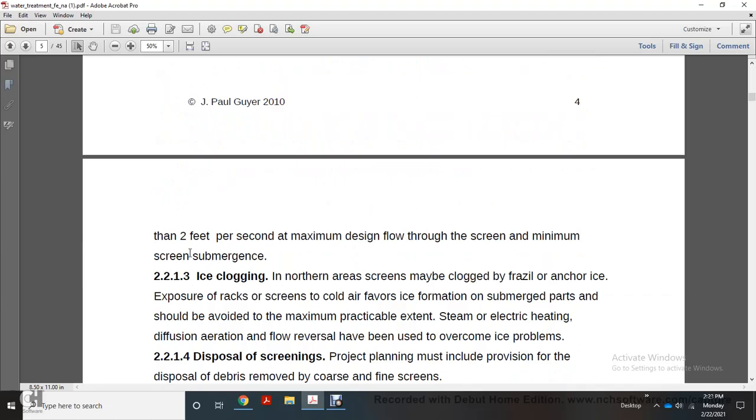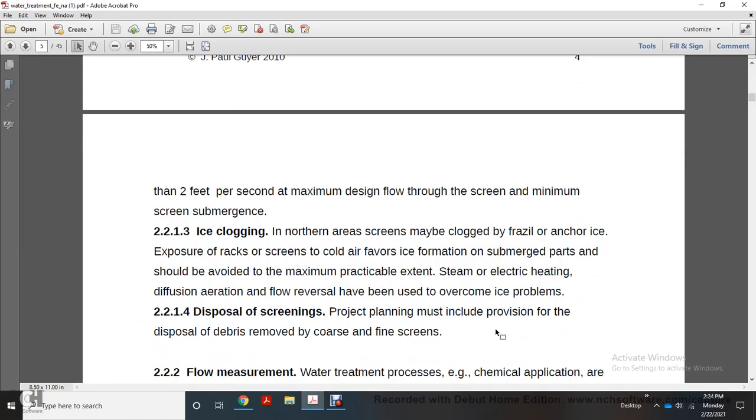Ice clogging. In northern areas, the screen may be clogged with frazil or anchor ice. Exposure of the racks and screens in cold areas favors ice formation. Submerged parts should be avoided to the maximum practicable extent. Steam and electrical heating, diffusion aeration, and flow reversal have been used to overcome ice problems.